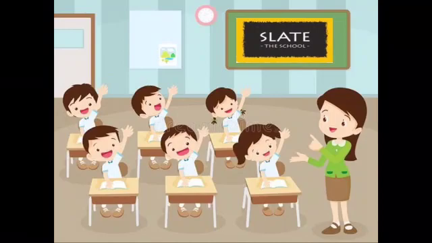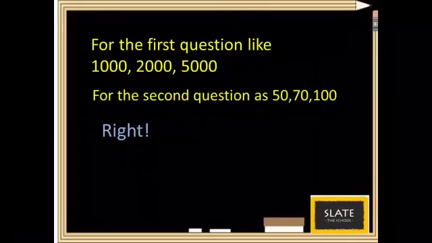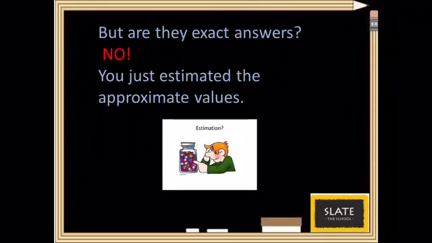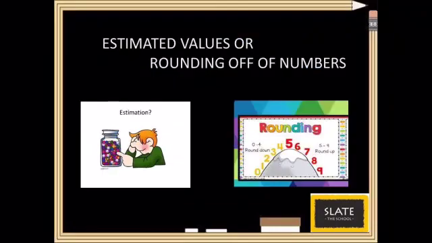I know most of you will estimate your answer for the first question like 1000, 2000, 5000, and for the second question as 50, 70, 100. Right. But are they exact answers? No. You just estimated the approximate values. So, today we are going to learn about these estimated values or rounding off of numbers.